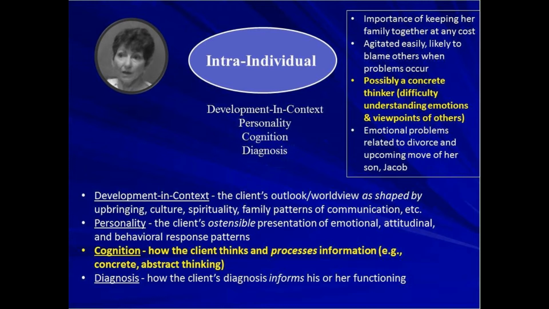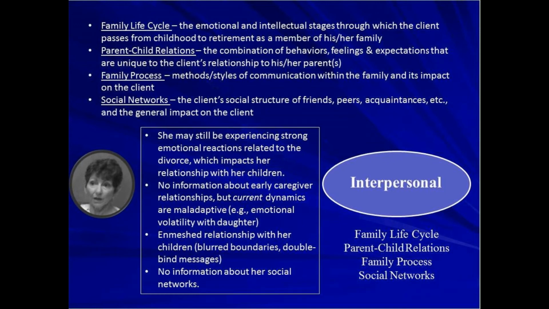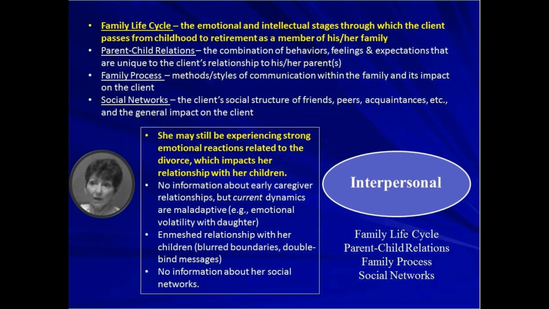And although we don't have enough information for a diagnosis, she may continue to experience emotional problems related to her divorce, which have been stirred up as a result of Jacob's upcoming move from the home. Now, as part of the interpersonal tier, let's consider her family life cycle. We don't know anything about her before her divorce 5 years ago, so one assumption would be that her emotional functioning could have become derailed around the time of the divorce, and this has impacted her relationship with both of her children.